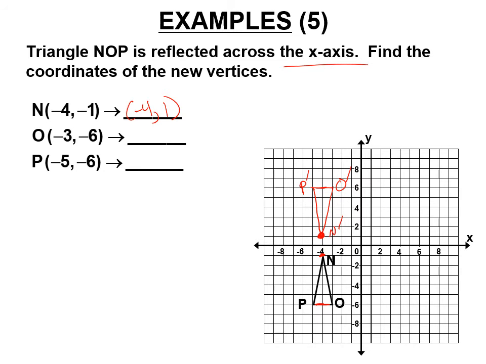M' is at (4, -4), 1. The y-coordinate becomes its opposite. And the y-coordinate becomes its opposite. And oh, I should write the letters in, my fault. I went too fast. N' should go there. Oh well, that's why you have an eraser. O' should go there. And P' goes like that.